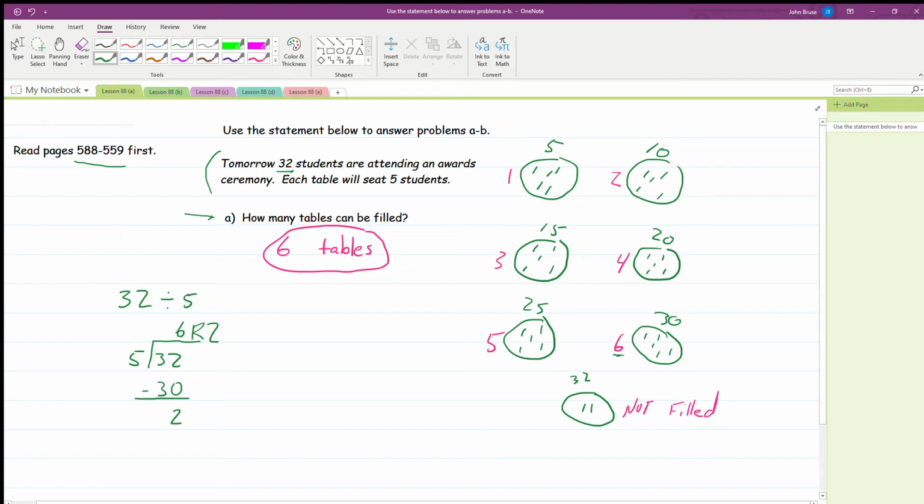Now, if you'll notice, this 6, the quotient without the remainder, is how many tables are filled. The remainder, this number here, you'll notice, is what is on that last table. So if you understand that, you don't have to draw a picture. You can just use your long division, and it's much quicker than drawing a picture. Let's go ahead and go to B.